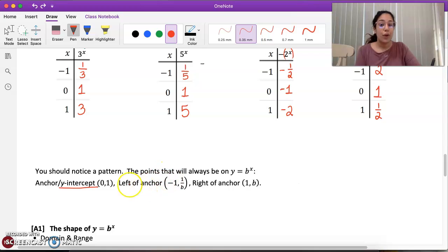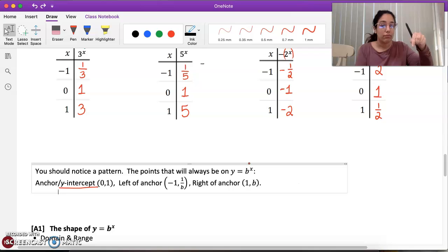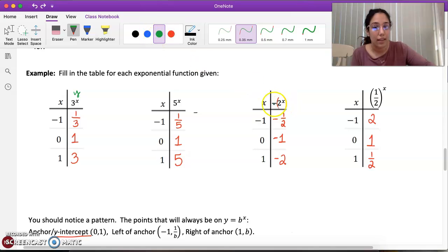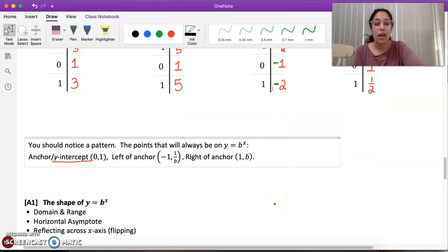And then you have negative 1, and then 1 over that, the reciprocal of b, and then 1, b. All of them had 1, b. And then negative 1, the reciprocal of b, and then your anchor point, which is (0, 1). Again, this was a special case because it had this negative here. So it still holds the rules, just everything got negated.